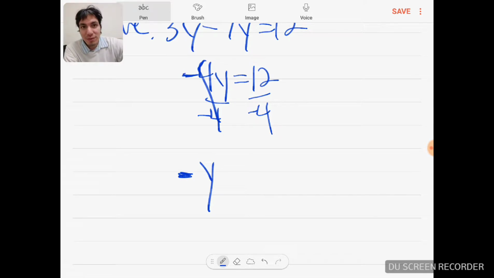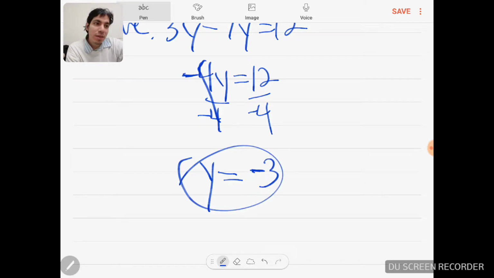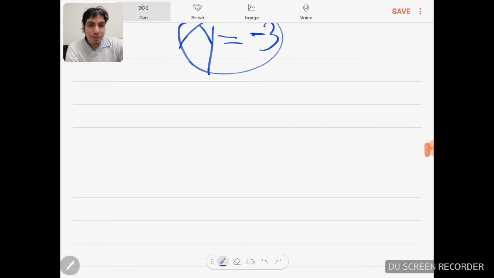Your answer cannot be negative. For a variable, it cannot be negative. So now we have a positive number divided by a negative number, and I'm left with a negative answer. Now I divide 4 into 12, 3. That's my answer. Let's do another one.